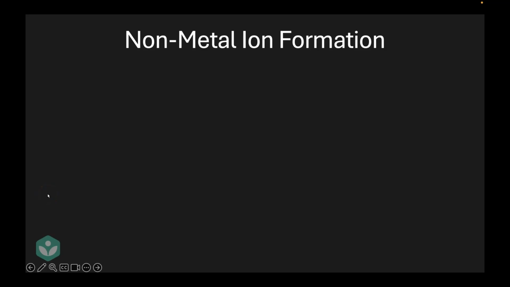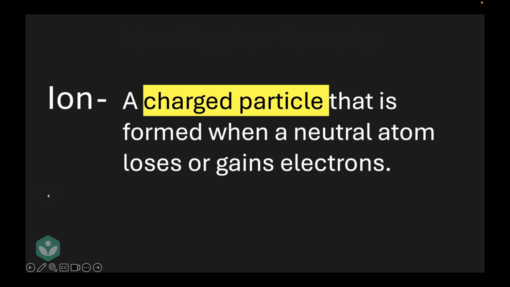In this video, we'll discuss non-metal ion formation. Before we go ahead with that, let me quickly remind you what an ion is. An ion is a charged particle that is formed when a neutral atom loses or gains electrons. When a neutral atom loses electrons, it forms a positive ion because some negative charge is left the atom. When a neutral atom gains electrons, we get a negative ion.